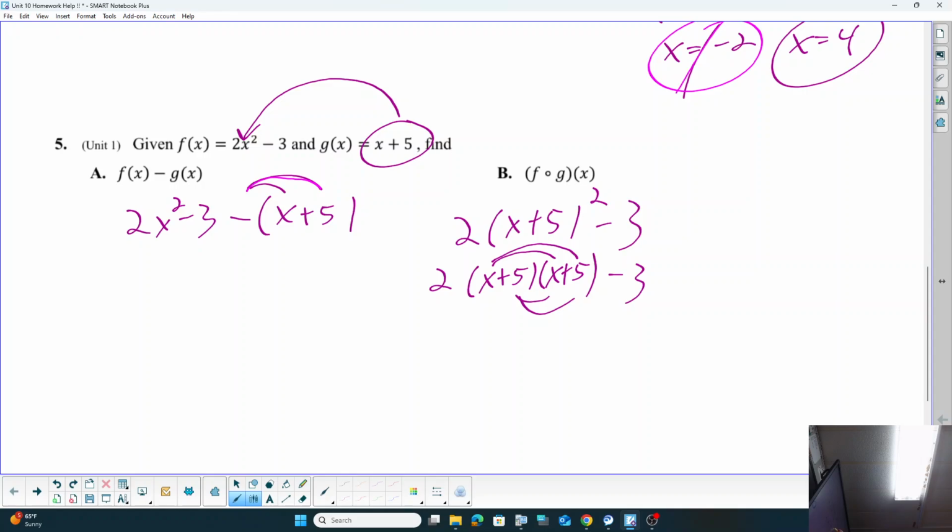Subtraction. Don't forget to distribute the minus through for the g of x. Minus g of x, you're going to distribute through. And for b, this is actually f of g of x, and that means you take g and plug it in there for x. So we have x plus 5 times x plus 5, which is x plus 5 all squared. And then you have to distribute it, times it by 2, and then minus 3.